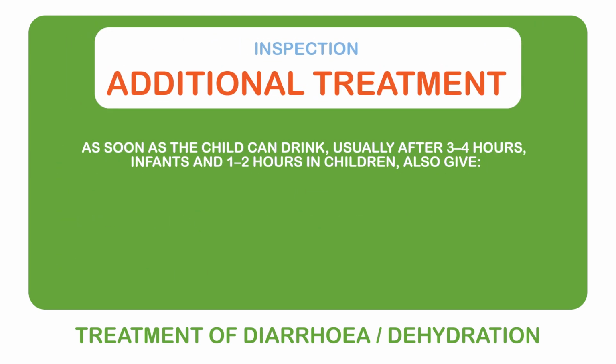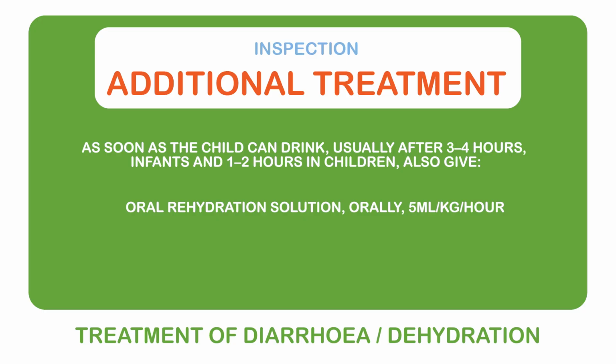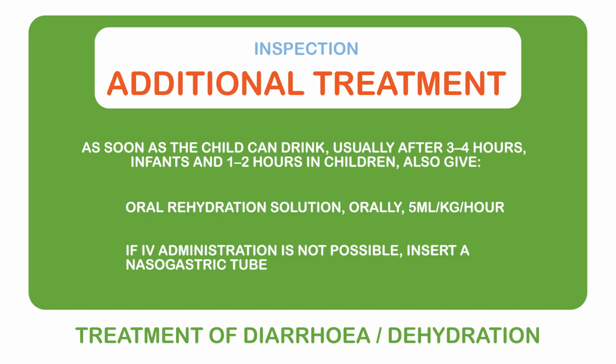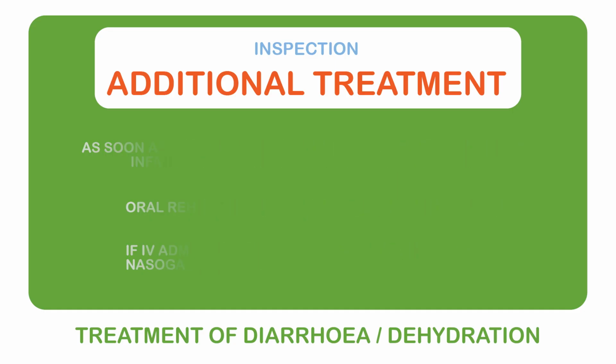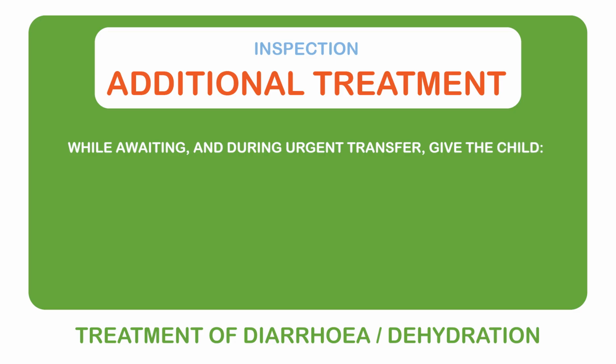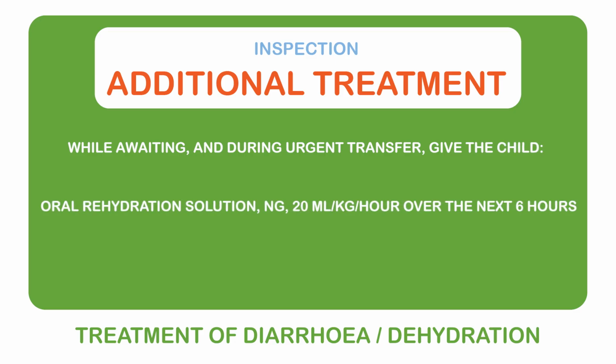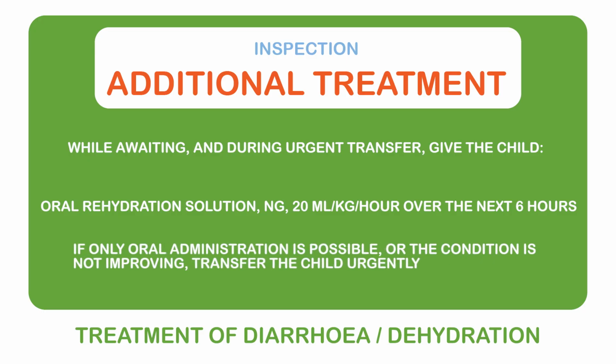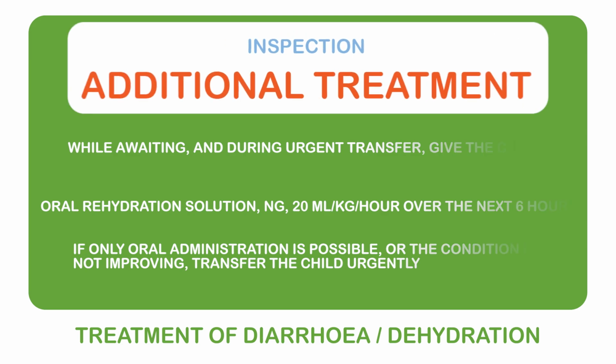As soon as the child can drink, usually after 3 to 4 hours in infants and 1 to 2 hours in children, also give oral rehydration solution taken orally 5 ml per kilogram per hour. If IV administration is not possible, insert a nasogastric tube. While awaiting and during urgent transfer, give the child oral rehydration solution, NG, 20 ml per kilogram per hour over the next 6 hours. If only oral administration is possible or the condition is not improving, transfer the child urgently.